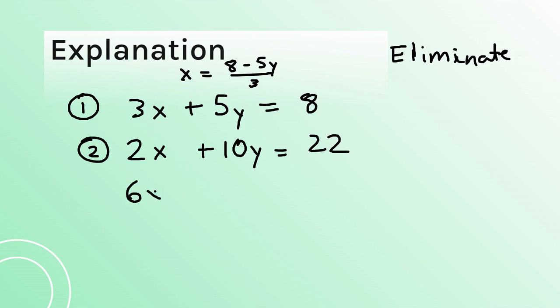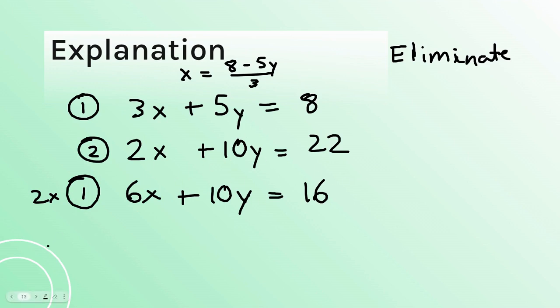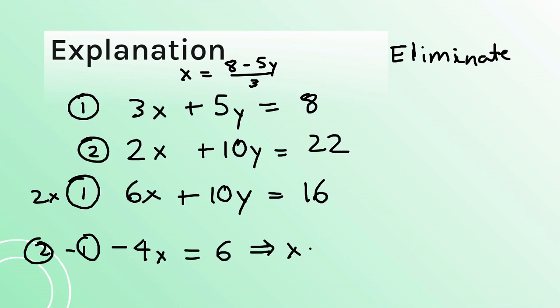This will give us 6x, so this is 2 times equation 1, just multiplying everything by 2, and this will give us this equation right here. And now we can simplify that by subtracting either one of them. So let's do 2 minus 1. Okay, so now you might see why these are useful. It makes it a bit easier to just see what's going on. 2 minus 1 gives negative 4x is equal to 6, which means x is equal to negative 3 over 2.